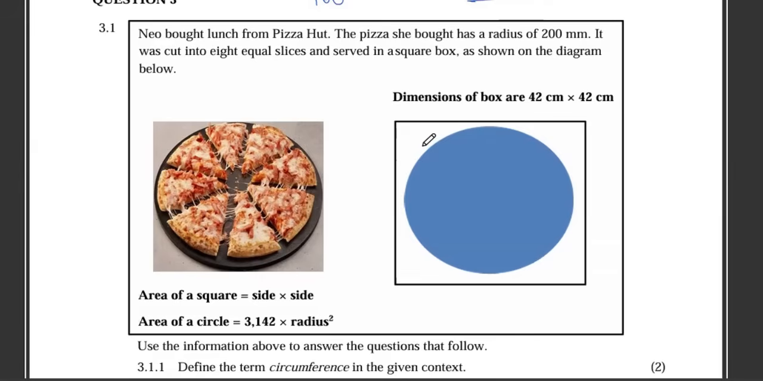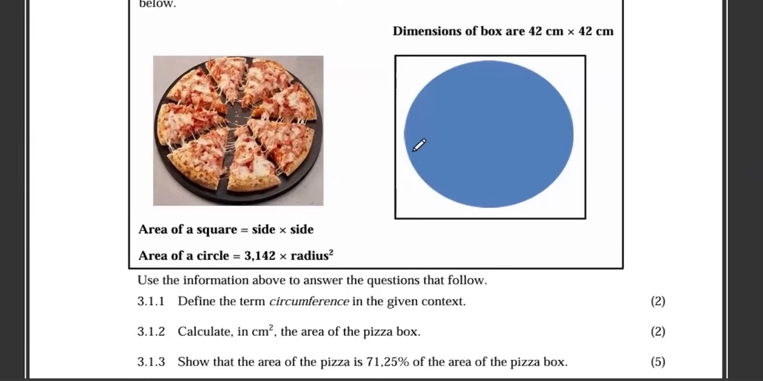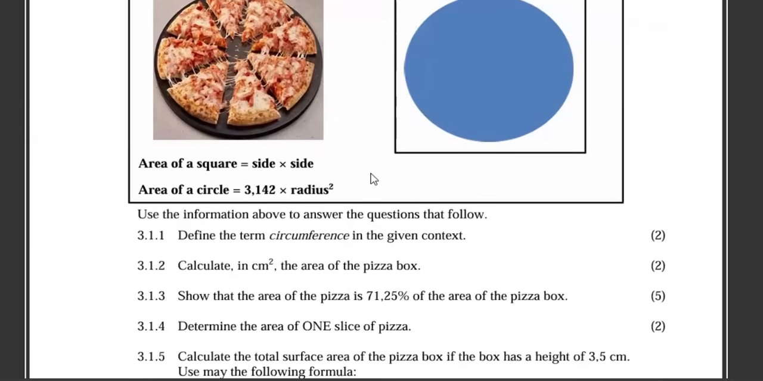Okay. Nemo bought lunch from Pizza Hut. The pizza she bought has a radius of 200 millimeters. It was cut into 8 equal slices and served in a square box, as shown on the diagram. Okay, we will continue. They're telling us, define the term circumference.